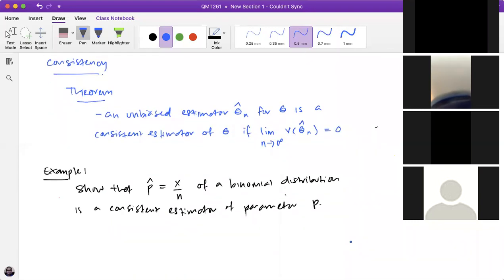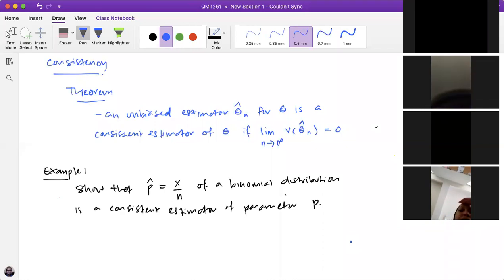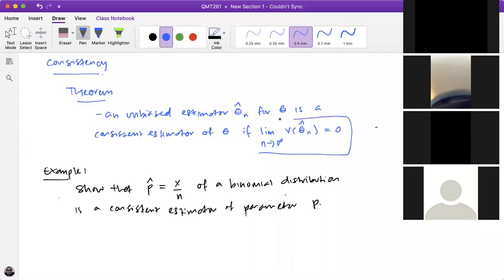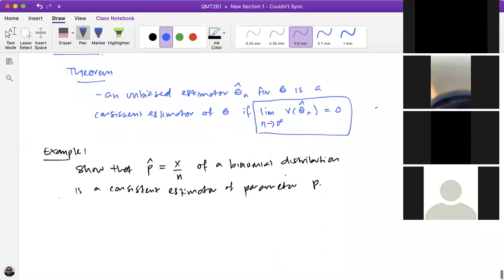Consistency says that an unbiased estimator theta hat for parameter theta is a consistent estimator if and only if the limit of the variance when n approaches infinity is equal to 0, right? So we need to test the variance of theta hat with the limit as n approaches infinity should be equal to 0. If it is not equal to zero, then it's not consistent. So now look at example number 1.